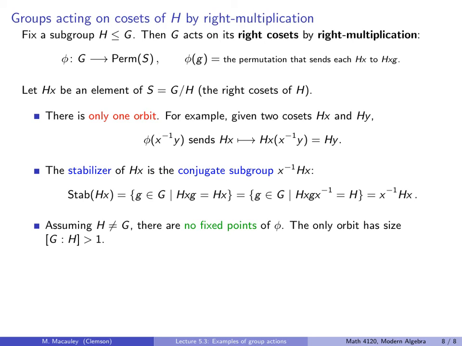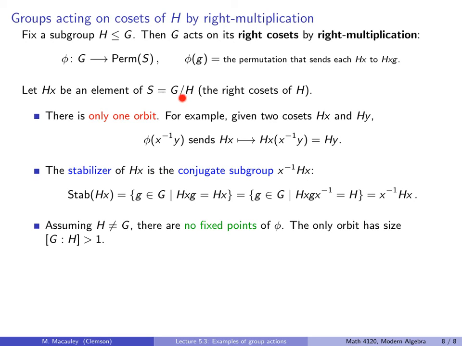Finally, let's say a word or two about the fixed points. So let's assume that our subgroup H is proper, because if it's the entire group G, then the action is very trivial because there's only one coset. So assuming H is indeed proper, there are no fixed points of phi. Why is this? Fixed points are just orbits of size 1. And we've already established that there is only one orbit of the action. So there can't be other orbits of smaller size. And this only orbit contains every element in our set, G mod H, the right cosets.